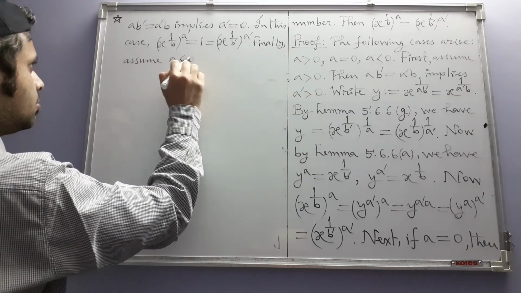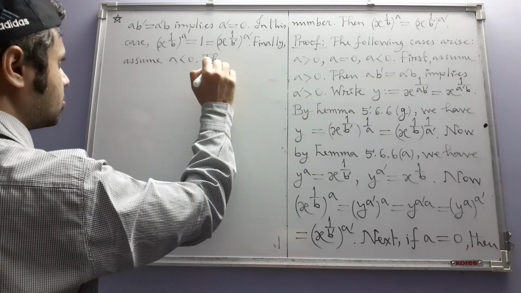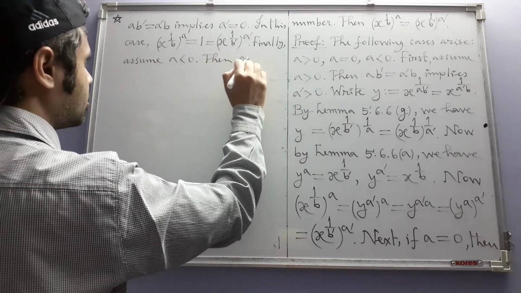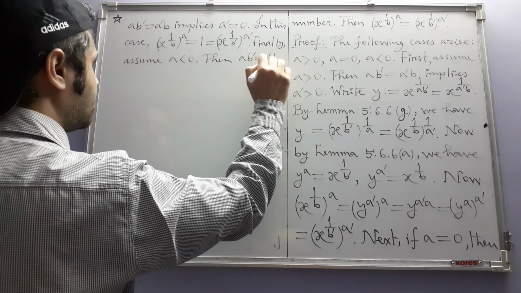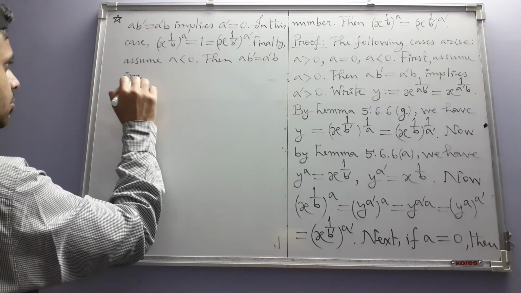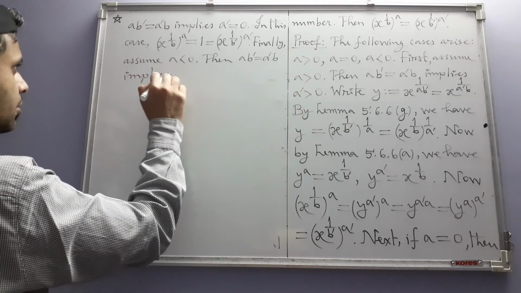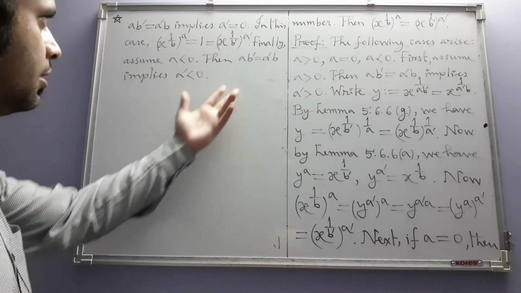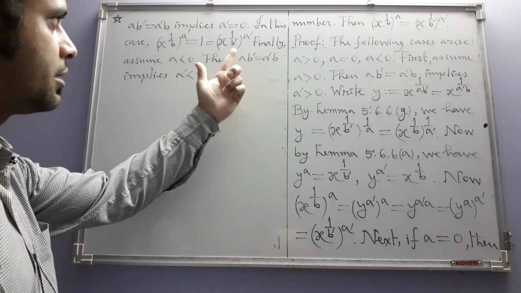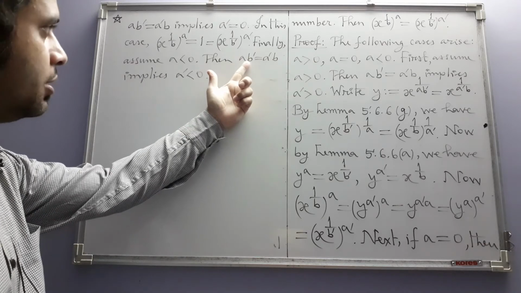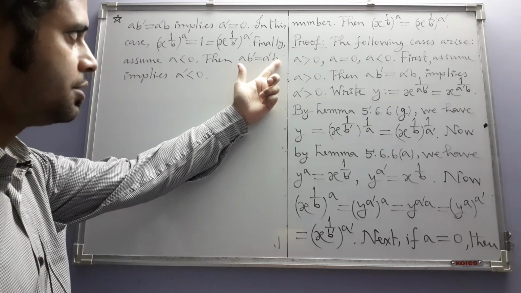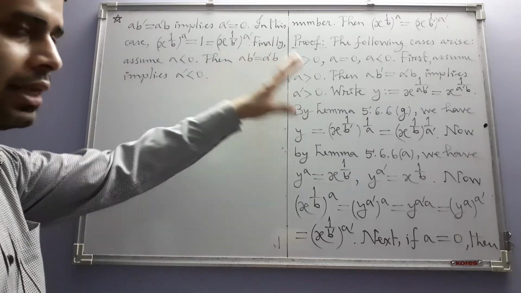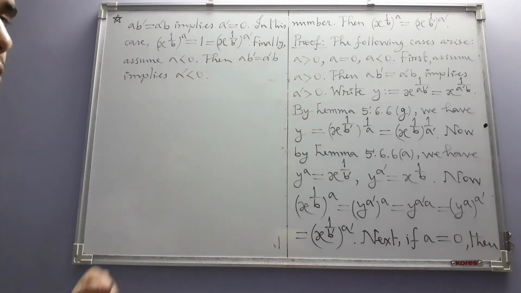assume a to be less than 0. Then again this equation a b prime equal to a prime b implies a prime is also less than 0. Same thing. Now the left hand side is negative because a is negative and b prime is positive. On the right hand side b is positive, so to make that also negative, a prime has to be negative.